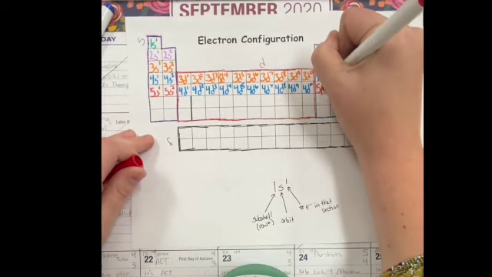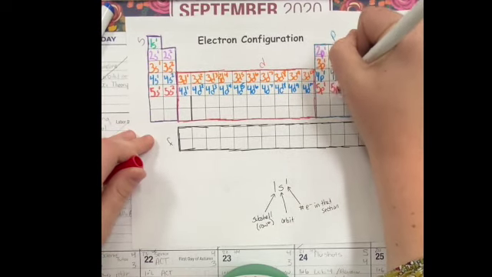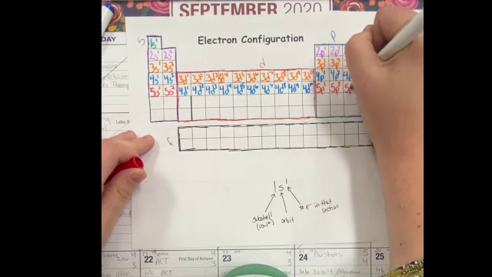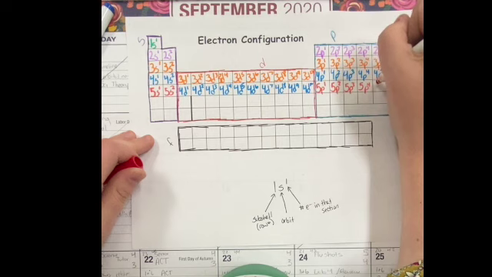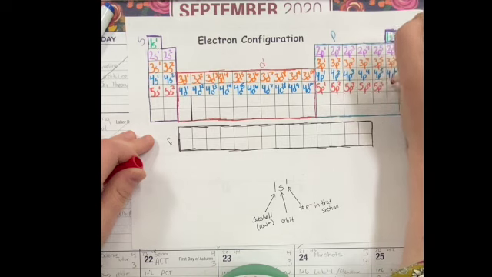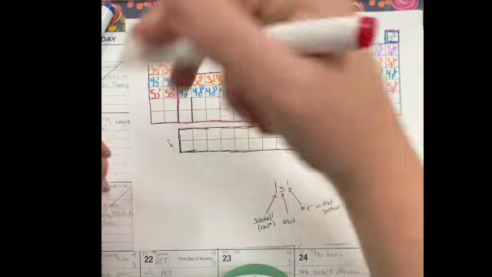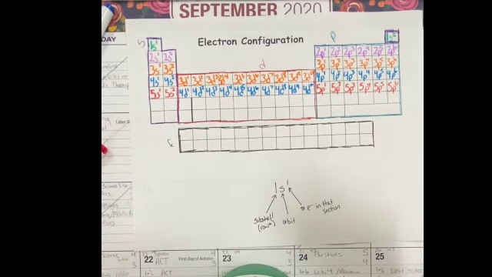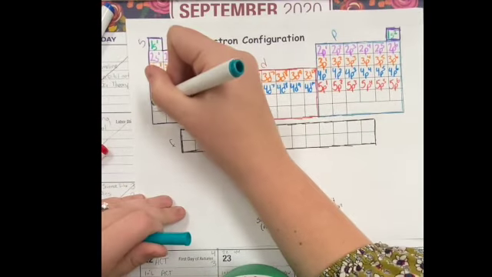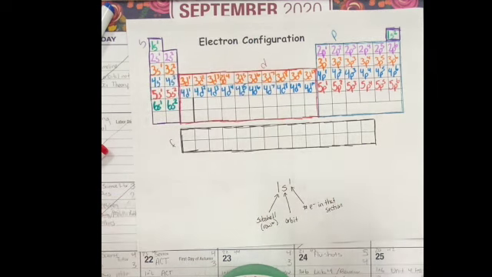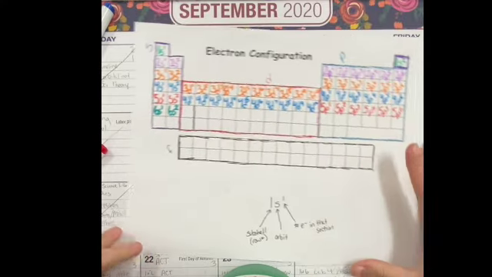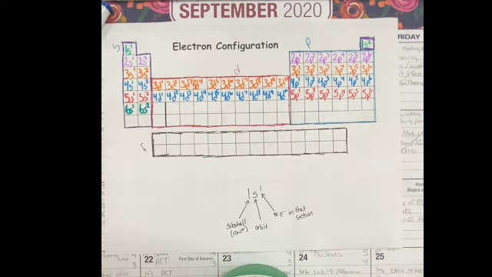So 5P1, 5P2, 5P3, 5P4, 5P5, 5P6. So now we need our 6th color. And here it'll be 6S1, 6S2. Now for Chem 1, this is where we stop. In Chem 2, we fill the rest of the periodic table. But for you all, this is all we need to know.